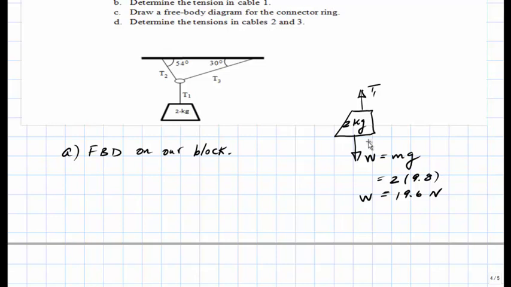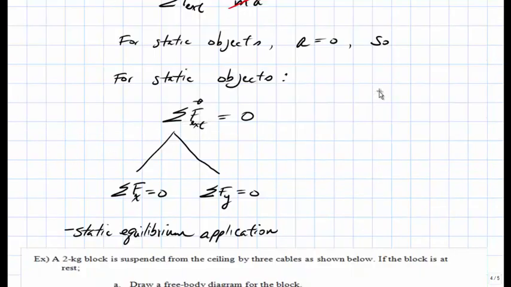We are now going to apply the rules of static equilibrium to determine the tension T1. Now, earlier we noted that for static objects, the sum of the forces in the x must equal zero, and if we add up the forces in the y direction, that must produce a zero as well. For our example, there are no forces directed along the x-axis, so we're only going to apply the sum of the forces in the y equals 0.